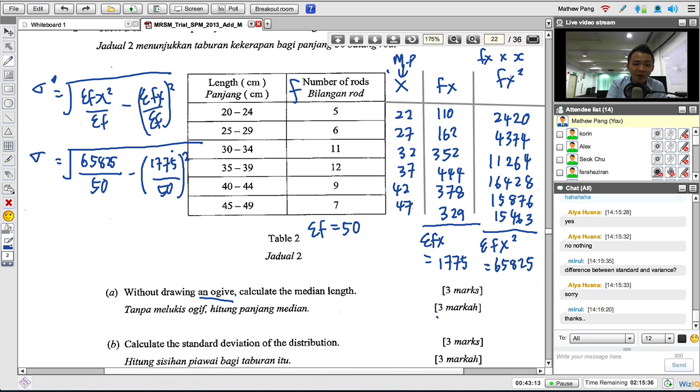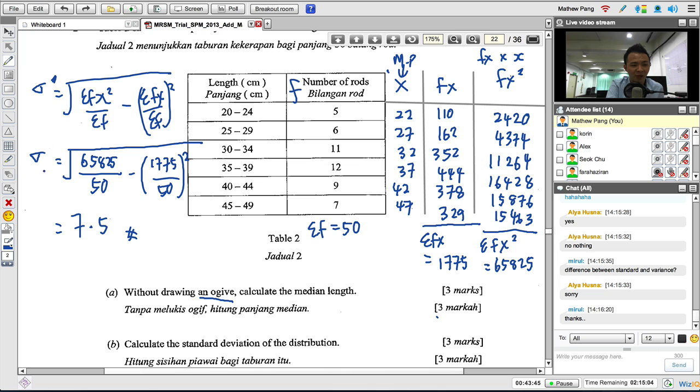The whole thing squared here is different from this one. A lot of students tell me this one and this one are actually the same. Then you will get 0. They are not the same. Alright, so then you just press the calculator. 65825 over 50. Yeah, I put the bracket 1775 over 50 squared. And then I square root my answer. I got 7.5. Should be correct. So this is the final answer of standard deviation.